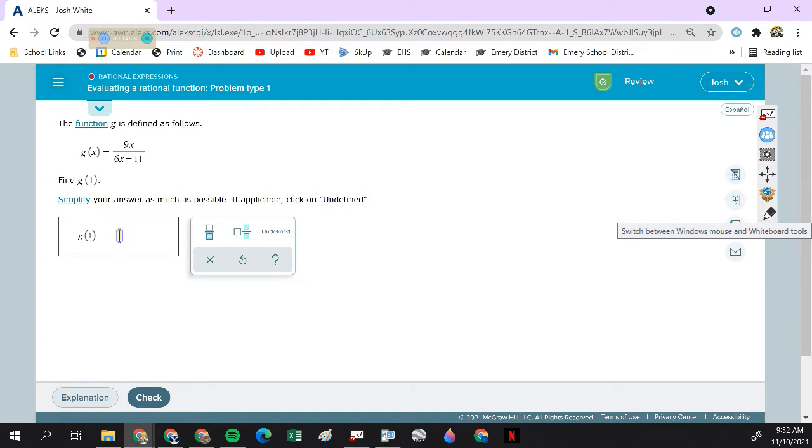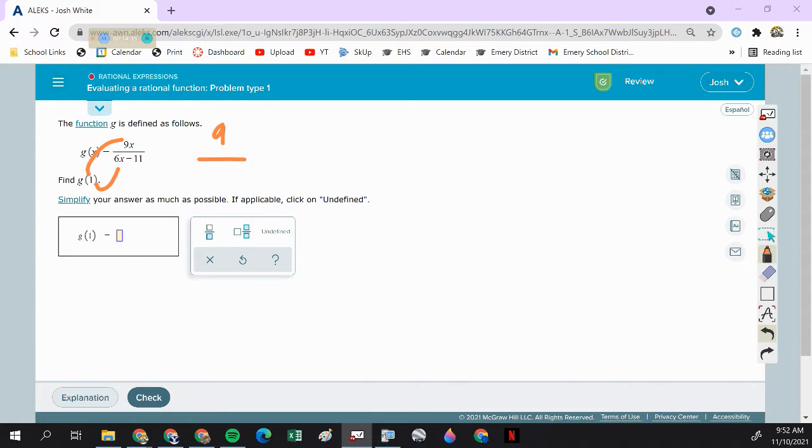Here we're just going to plug in 1. We stick 1 in there and 1 in there, and I get 9 over. So it just says find g of 1. So put 1 everywhere you see an x. So 9 times 1 is 9. 6 times 1 is 6. Minus 11 is negative 5. So 9 over negative 5. Not bad.